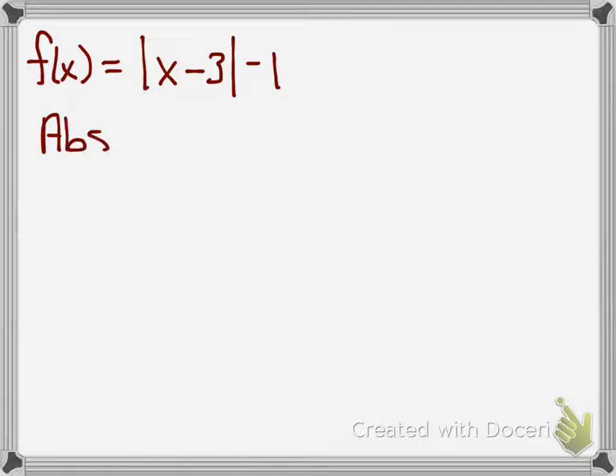Okay, here's another example where I want to identify, again, I would always identify the family first and then go from there. This is an absolute value function, and the minus 3 is inside the parentheses, or it's considered to be inside with the x, because it's inside the bars of the absolute value symbol.